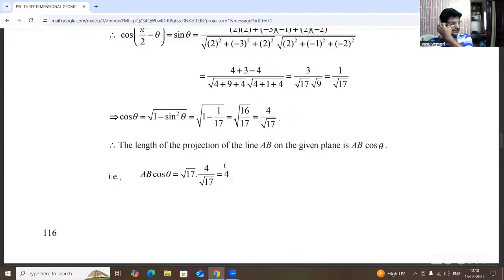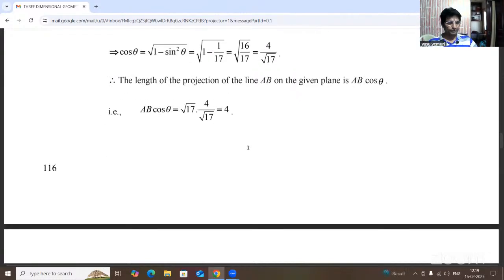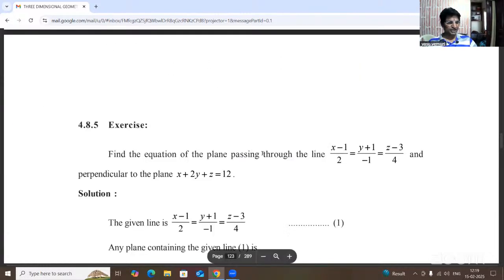So the length of the projection of the line AB on the given plane is the projection formula, AB into cos theta. So AB value is root 17 and cos theta is 4 by root 17. So finally we are getting the length of the projection as 4. That is the simple expression.